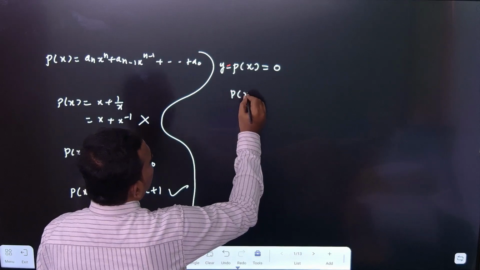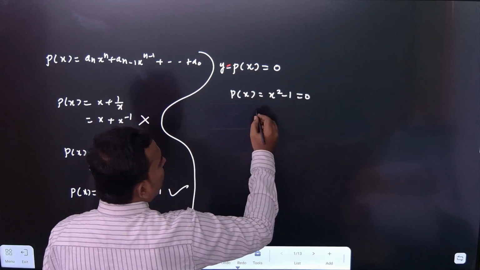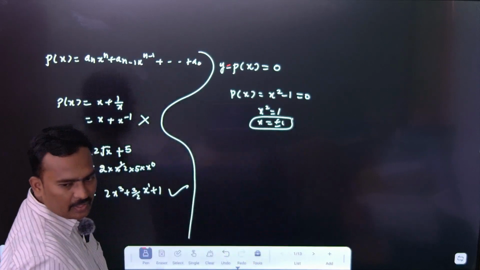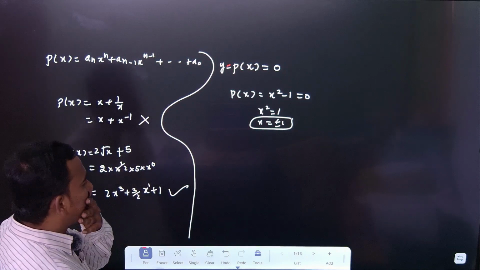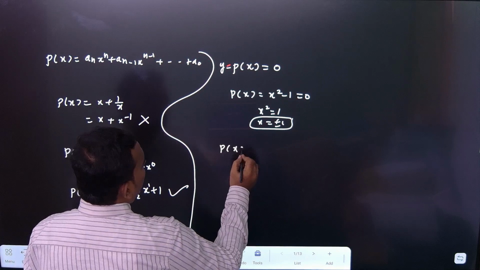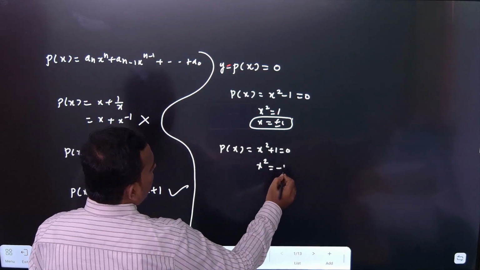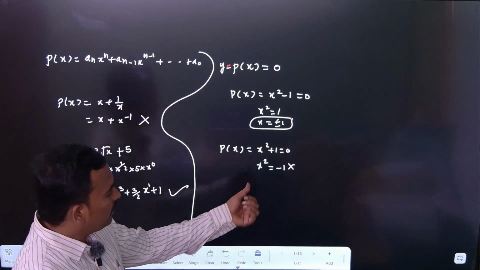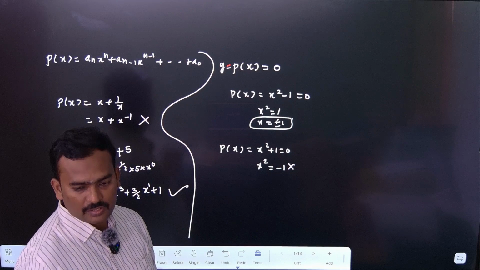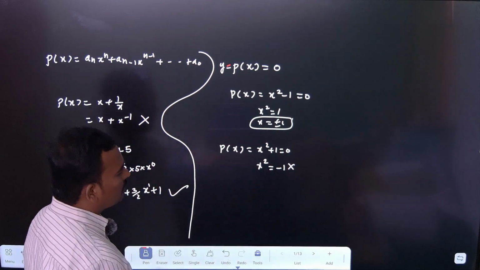Let us take p of x equal to x square minus 1. To find the solution, equate it to 0: x square is equal to 1, so x equals plus or minus 1. Clear? Okay. Now let us take p of x equal to x square plus 1 equal to 0. In this case, x square equals minus 1, which is not possible, because no real number satisfies the condition. A square is always greater than or equal to 0 in the real number system, so there are no real solutions.